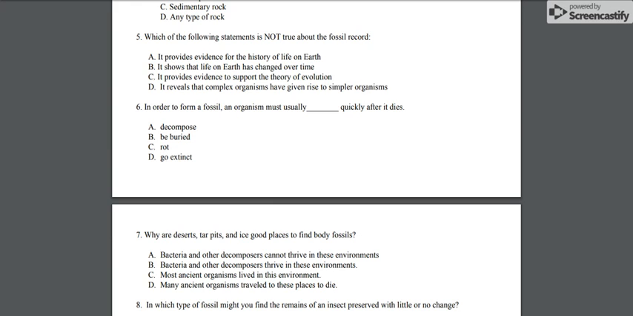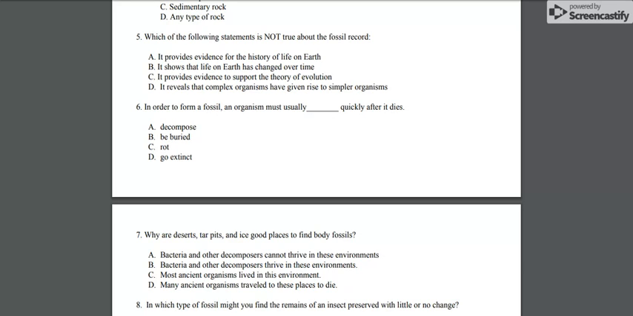Number 5, which of the following statements is not true about the fossil record? A, it provides evidence for the history of life on Earth. B, it shows that life on Earth has changed over time. C, it provides evidence to support the theory of evolution. D, it reveals that complex organisms have given rise to simpler organisms.